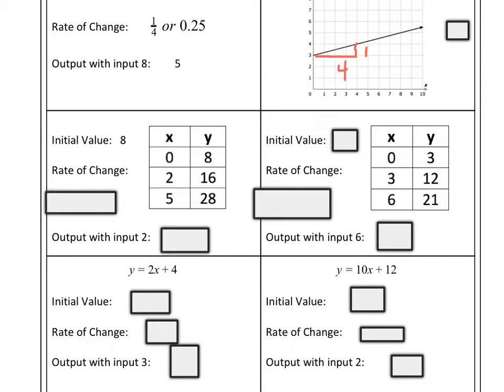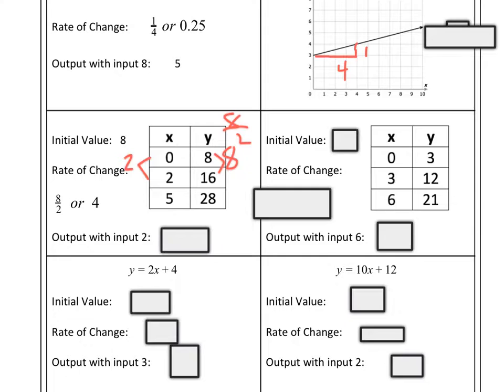Our rate of change, we need to find the differences in our output. This would be like our rise. 8 to 16 is 8. 0 to 2 is a difference of 2. So if we did 8 over 2, that would give us our rate of change, which is 8 over 2, or simplify that to 4.